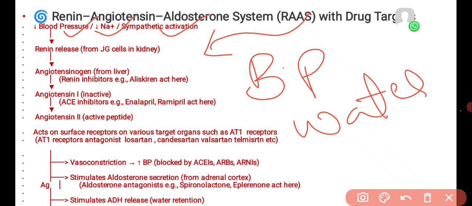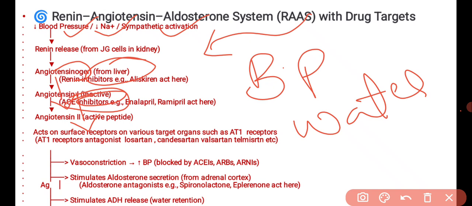So what does this renin do? Renin is actually an enzyme, which converts the angiotensinogen that is released from the liver into angiotensin 1. This angiotensin 1 is the inactive form, an inactive peptide, which is further converted into angiotensin 2. This conversion of angiotensin 1 to angiotensin 2 is catalyzed by the angiotensin converting enzyme.